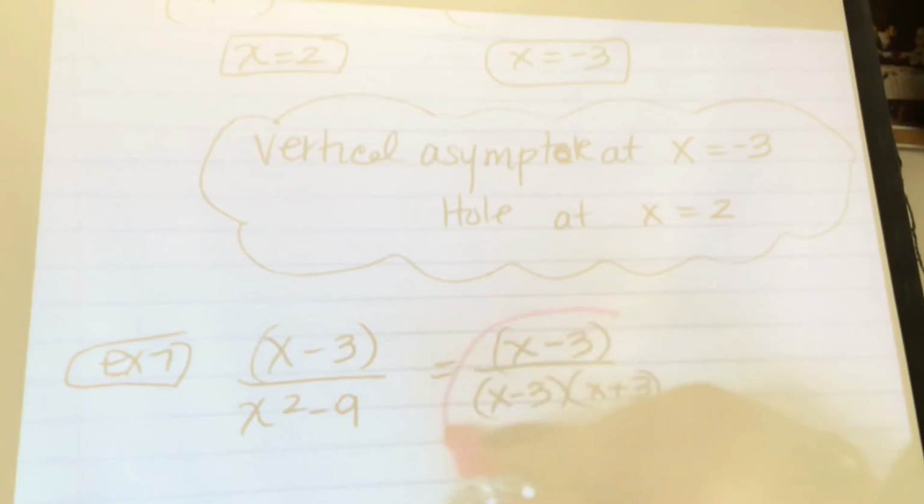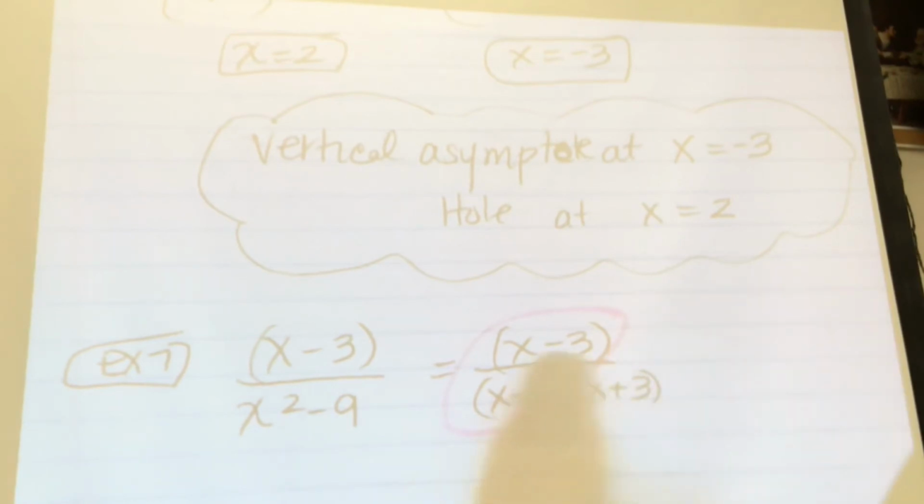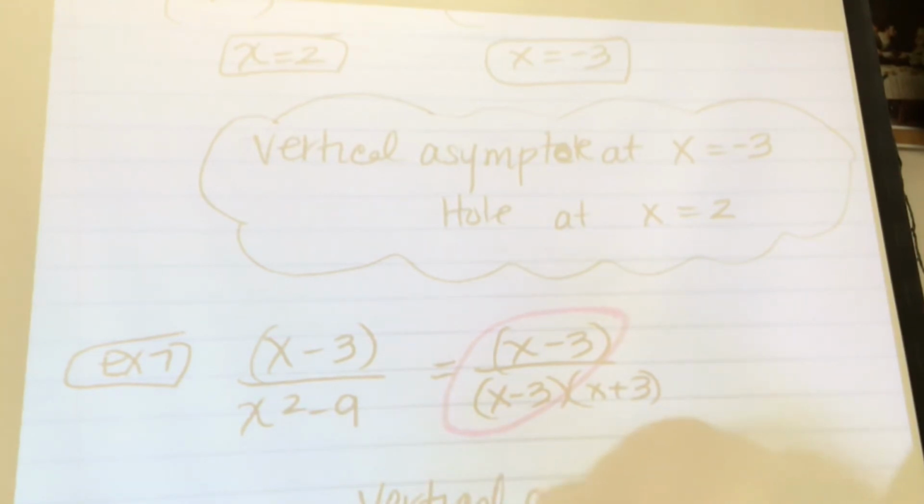So we're going to have a hole where, at x equals 3 or x equals negative 3? Careful, x equals 3. Okay? So I have a vertical asymptote where, you can't just put negative 3. You have to put a letter. X. Very good. X equals negative 3. And you have a hole where? At x equals 3.